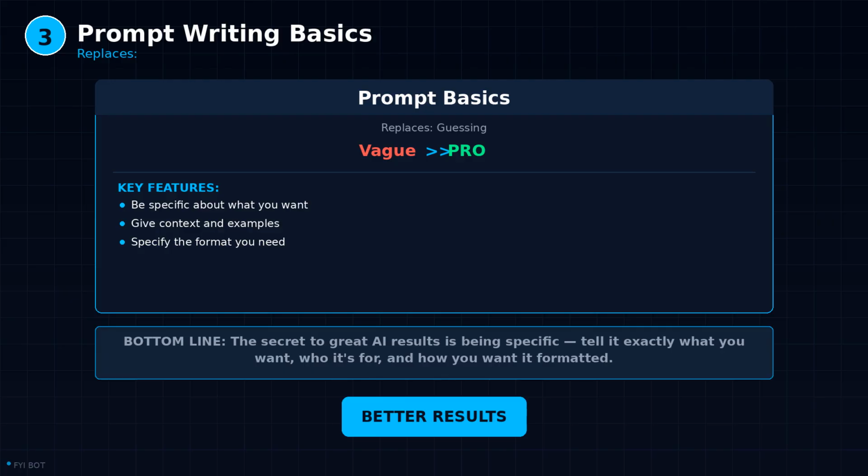A good prompt is specific. "I have chicken, rice, and broccoli in my kitchen. I need a healthy dinner recipe for 2 people that takes under 30 minutes. Can you give me a recipe with step-by-step instructions?" See the difference? The second prompt gives the AI everything it needs to give you a genuinely useful answer.